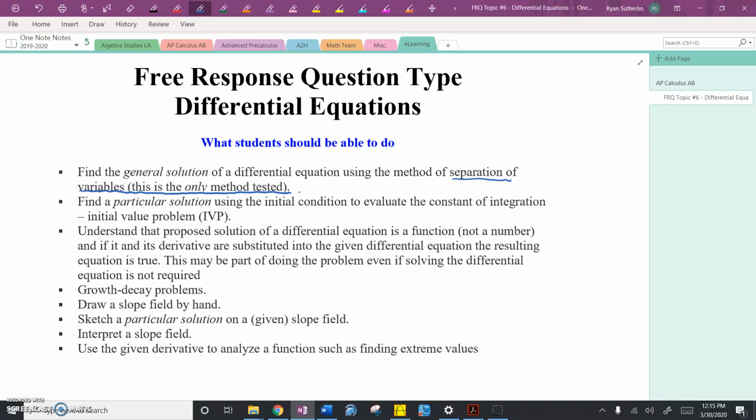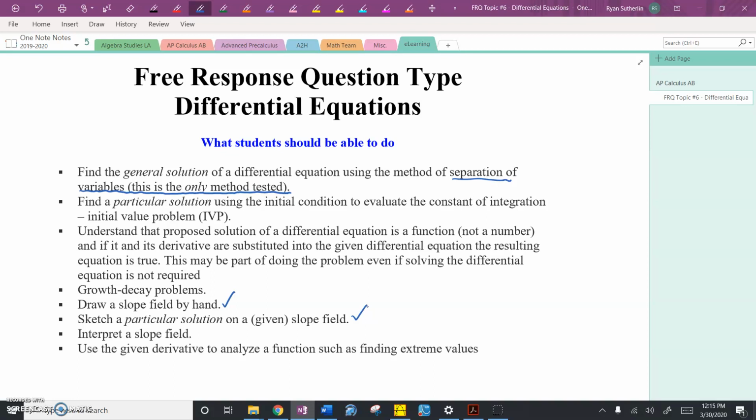Typically in these problems, you will have to sketch a slope field, and sometimes you'll have to draw a solution to a slope field, like given a point, draw the curve that follows that slope field. And then there are other little problems that are built into these, but those are the main things that are going to be asked of you.